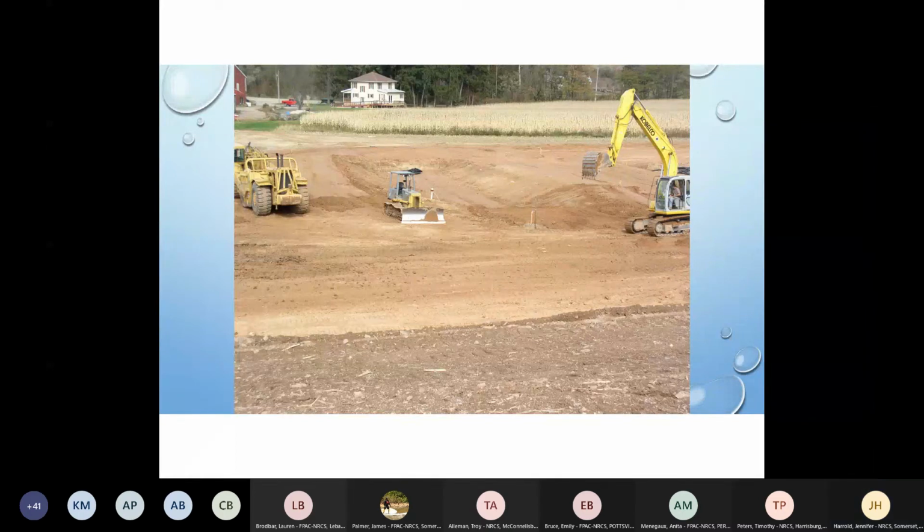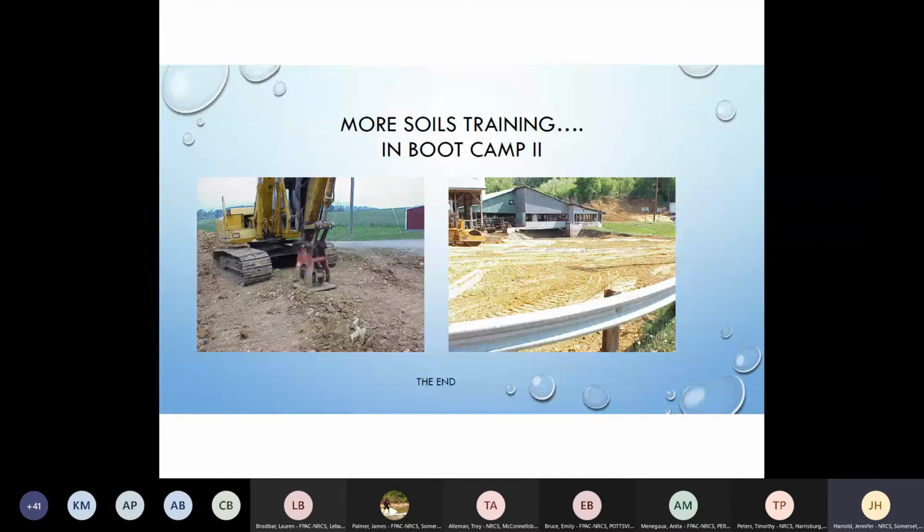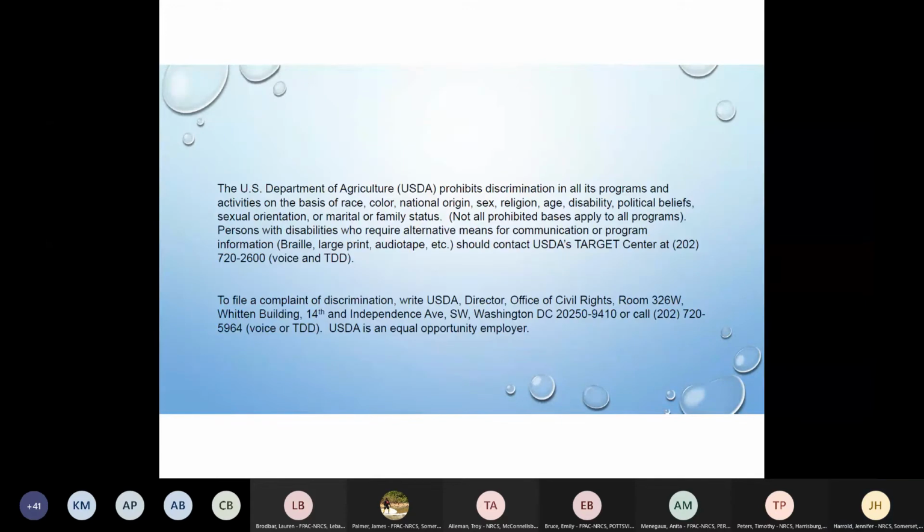But this is definitely soil as a construction material. So that's just a little bit on standards and specs, and then soil as a construction material. That's all I have for now, Tim.